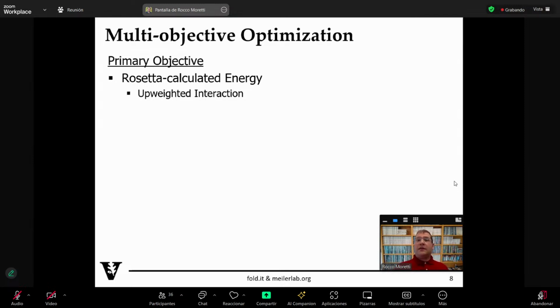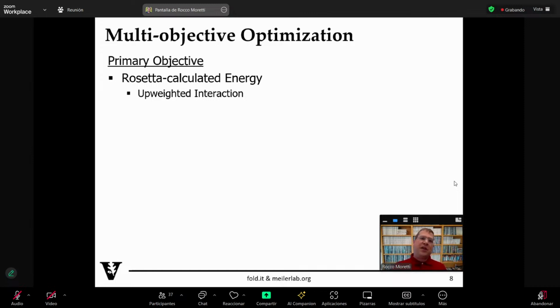Throughout this process of designing molecules and optimizing molecules, the primary score that the players are trying to optimize, because Foldit is a game, the players are competing to get the high score. This score is calculated primarily based off of the Rosetta calculated energy. So this is the energy of the entire system. However, in order to favor those molecules that have the best binding in the pocket, we upweight the interaction energy. So the interaction between the protein and the ligand is upweighted within this energy calculation.